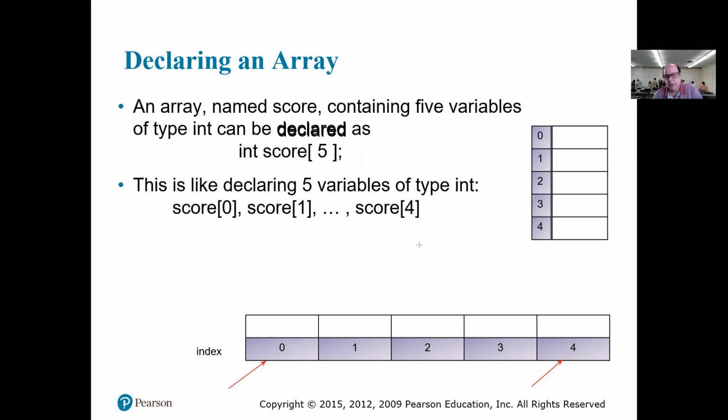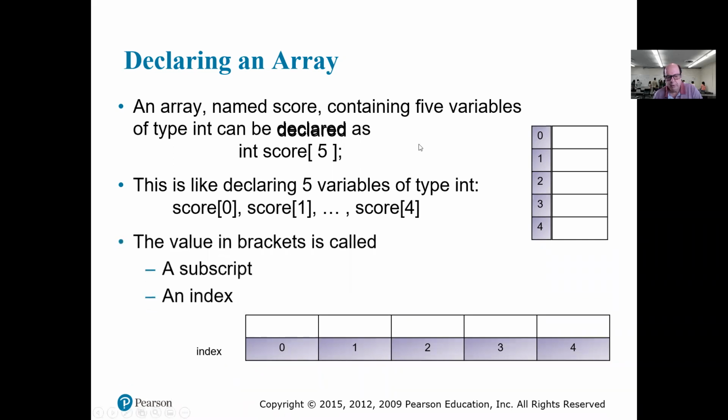Unfortunately, C++ does not check the end of the array, and we're going to talk about why it does that later. The key right now is that when we're creating an array, the first index starts with 0 and goes to size minus 1 for the last. We can call them subscript or index, the value in the bracket. In this case it is 0, 1, 2, 3, and 4.